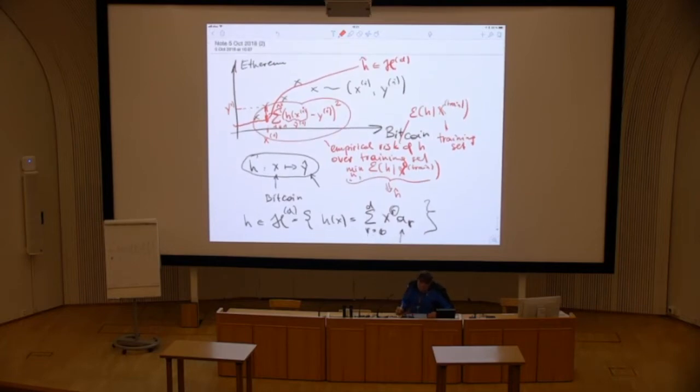Let's say this is h hat. How can we find h hat? How can we solve this empirical risk minimization problem here? For example, using gradient descent or closed form expressions involving some matrix inversions.